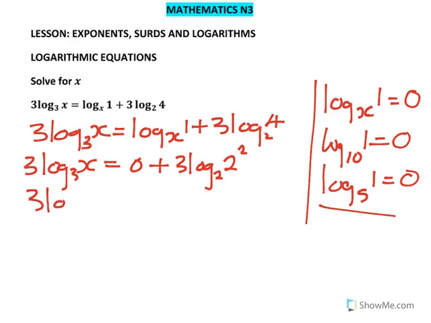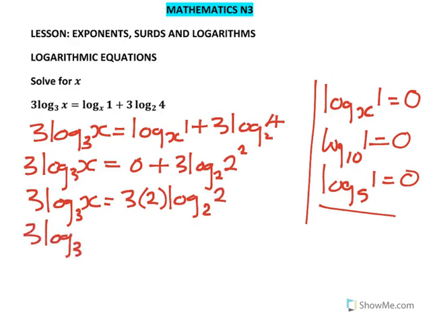So 3 log base 3 of x is equal to 3. You drop down the exponent 2 there. Log base 2 of 2. So 3 log base 3 of x is equal to, now log 2 of 2 is a 1, so you're going to have a 6 there.